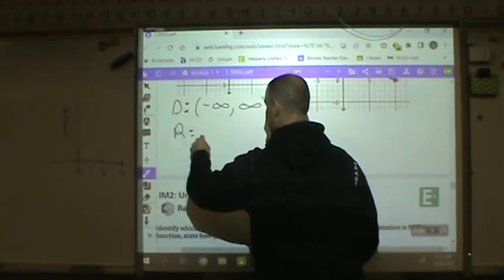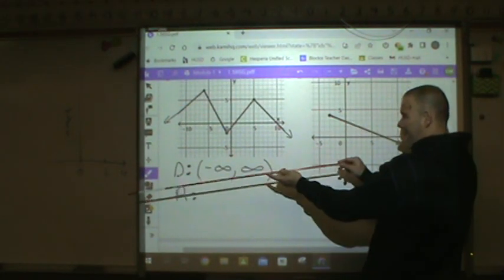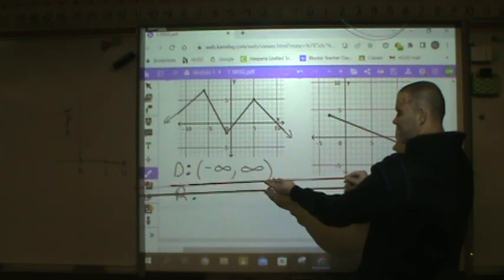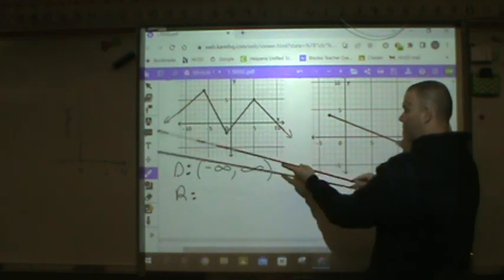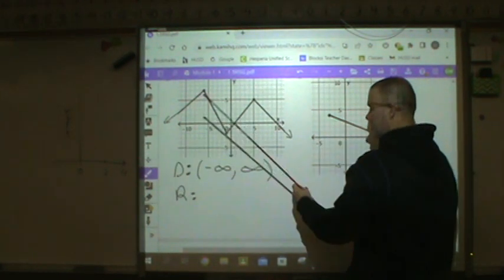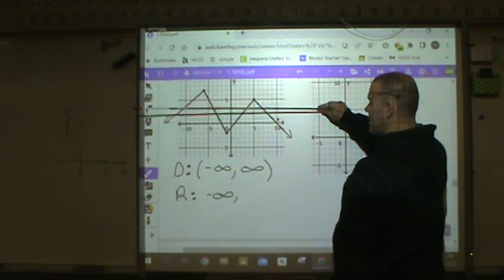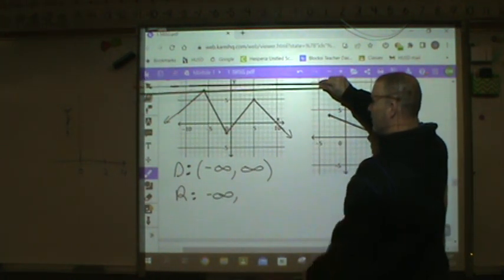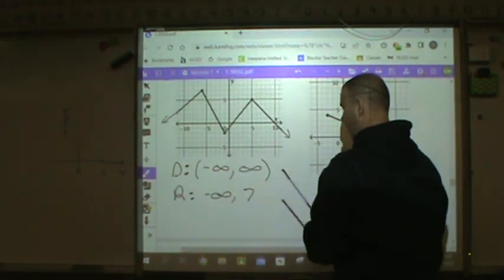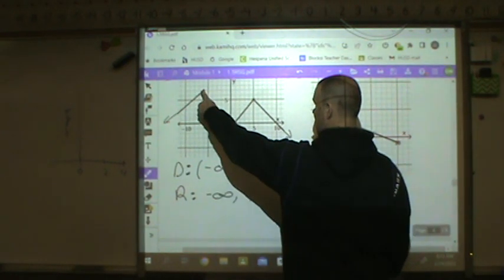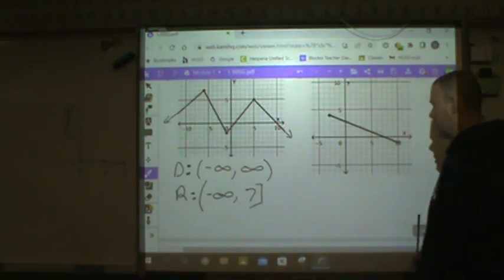Now we look at the range. Well, how about the range? The range is from the bottom. Where does this imaginary line first start to touch my function? Again, keep in mind, these lines keep going. It starts at negative infinity. And where does it stop? It stops right here, because after that, it's no longer on my function. Well, that is at 7. Okay, so is it open or closed? Well, this circle up here is closed, so that's going to be a bracket. This line continues, so that's a parenthesis.